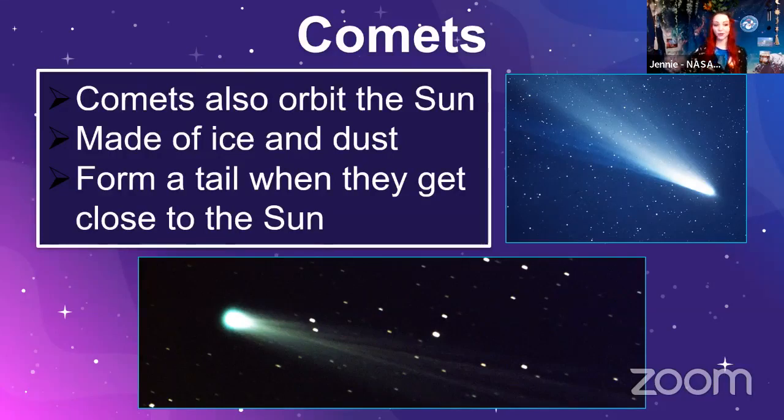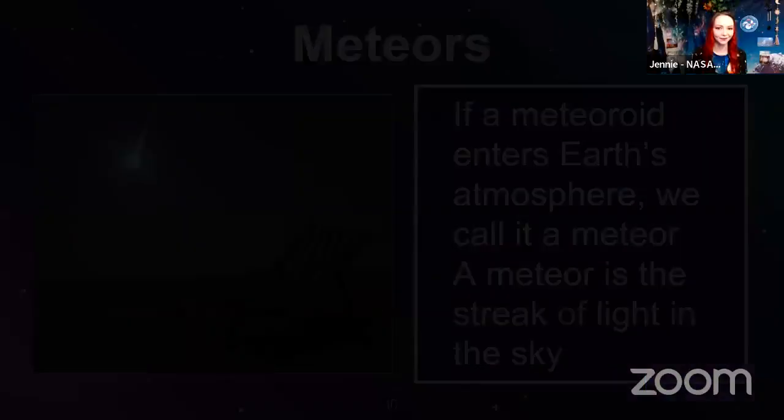So when a comet's far away from the sun, it doesn't look that different from an asteroid. It just looks like a big combination of ice and dust and some rock that's floating around. But when it gets close to the sun, that's where it starts looking very interesting.